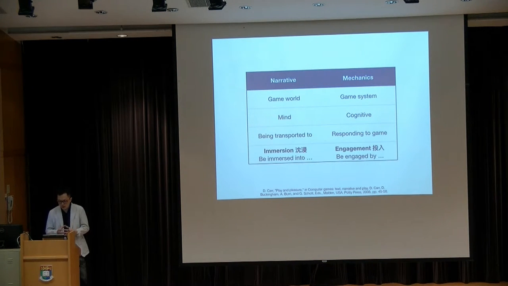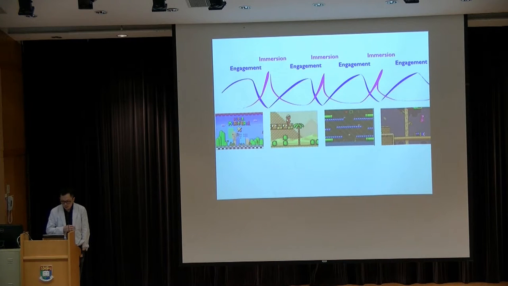And here's the summary about game narrative and mechanism. The game story and game narrative are about the game world, while mechanism is about the game system. The story will transport our mind, while mechanics will consume our cognitive attention. Therefore, these two types of game design will create two different kinds of flow. One is immersion, and the other one is engagement. Most game designs contain both of these two kinds of design.